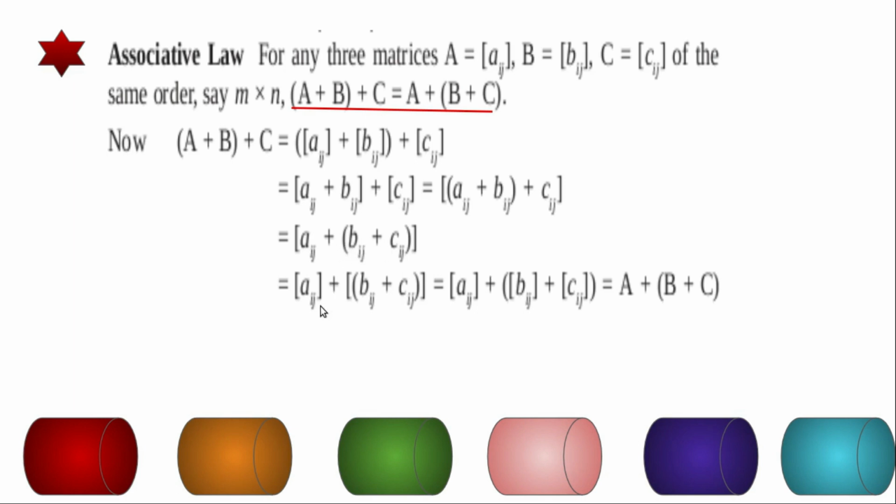And now this is equal to matrix Aij plus matrix Bij plus Cij. Okay, now this is matrix Aij plus matrix Bij plus matrix Cij. So we get A plus B plus C. So LHS equal to RHS. So addition of matrices satisfies associative property or associative law.